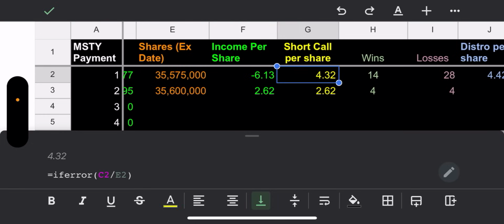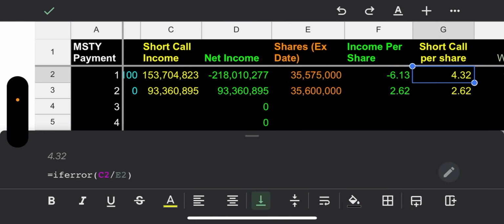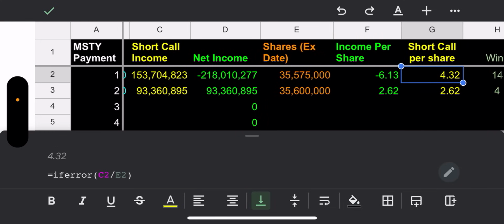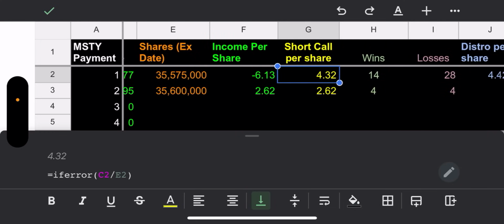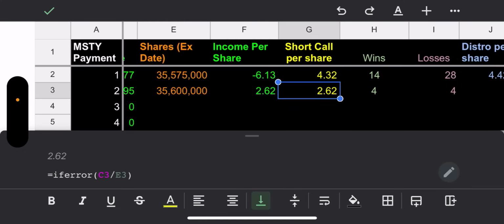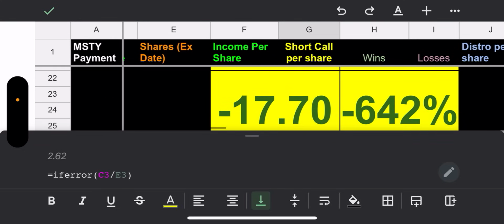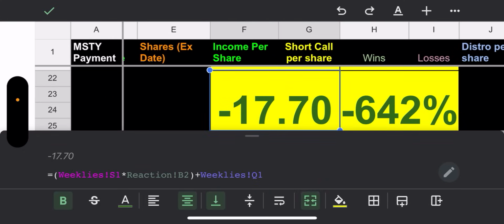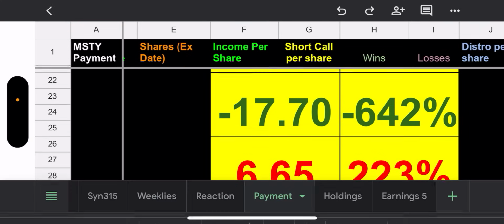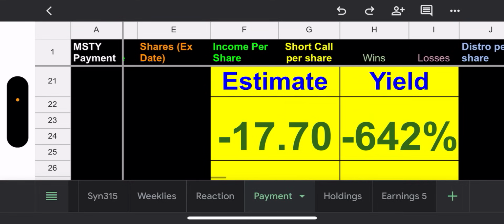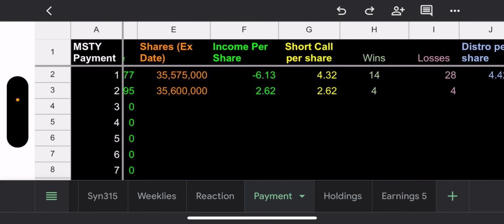And then short call income per share, it's pretty simple. It just takes the short call income, which is from the weeklies, and it shows you how much they're making on the weeklies. And I pull that separately. Why? Because I use that number down here when I use the Rodimeter, right? So I use the Rodimeter in order to calculate how much we're making on the weeklies. And then I multiply how much we're making on the weeklies on a daily basis versus how many days are left.